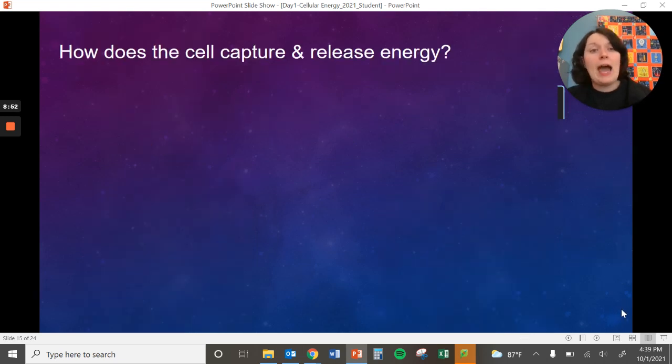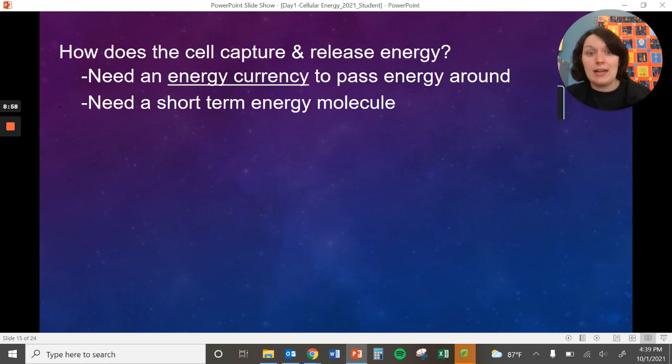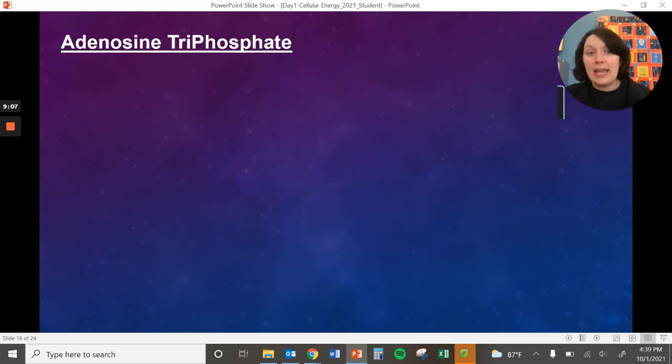Okay, so now we want to think about how does the cell capture and release this energy? So it needs some sort of currency to help it to pass this energy around. And it needs to be a short-term energy molecule, and it's going to be ATP that we use, adenosine triphosphate, ATP. So what is ATP?